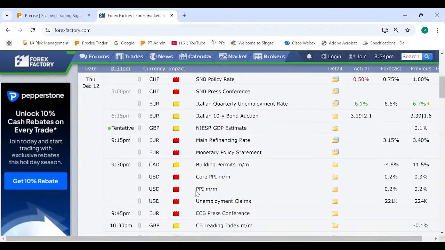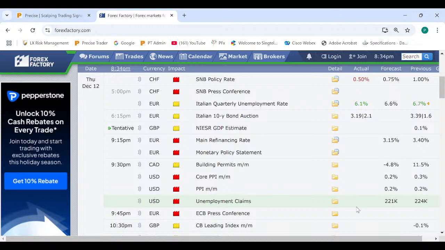Next, we have the USD core PPI. Market forecast is 0.2, previous was 0.3. So the market is expecting a better PPI, meaning a lower PPI, which is supposed to be good. If the figure comes out soft, then it's good for dollar weakness. Then PPI month on month, previous was 0.2, and the market is also expecting about 0.2. Anything lower, dollar weakness, anything higher, dollar strength. Then followed by unemployment claims. Previous was 224K, market is expecting 221K. Anything lower is good for the dollar. Anything higher than this, dollar weakness is expected.